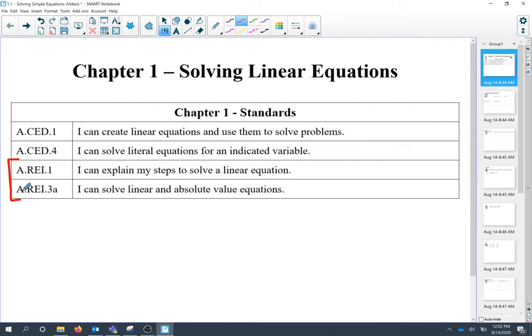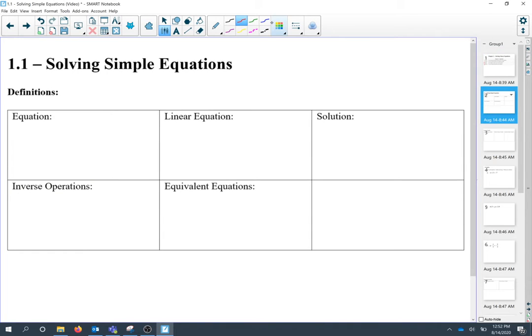So first of all, if we start with the second one, it says I can solve linear and absolute value equations. And we're first going to start with linear equations. And then along with that, it says I can explain my steps to solve a linear equation. So as we're going through trying to solve these linear equations, we're going to explain why we're solving them, how we're solving them, and the properties and steps we're using to solve them. So moving on to 1.1, keep that in the back of your head that we're going to be solving linear equations, and we're going to be explaining our steps in order to do that.